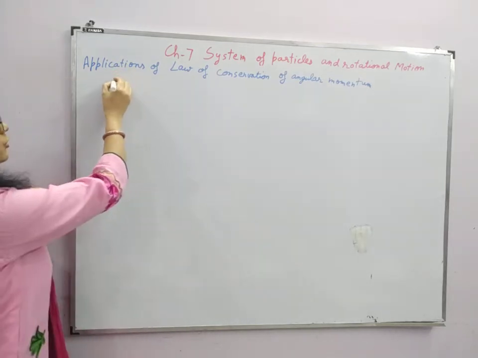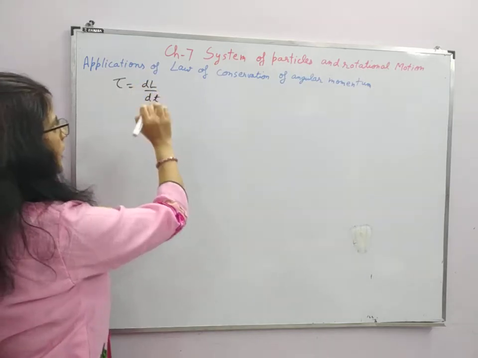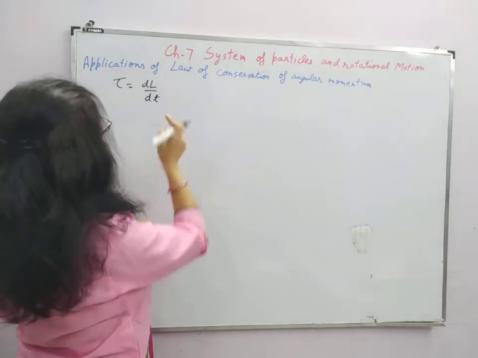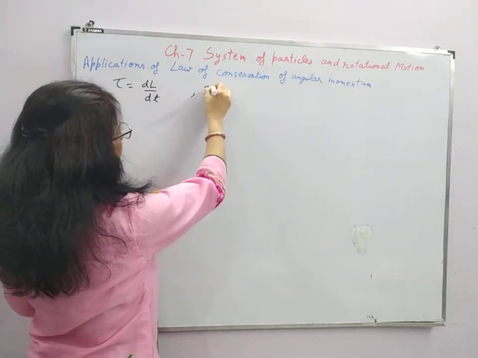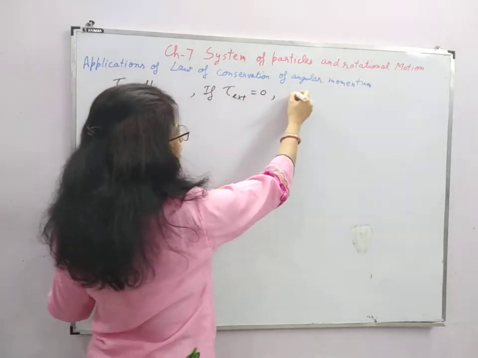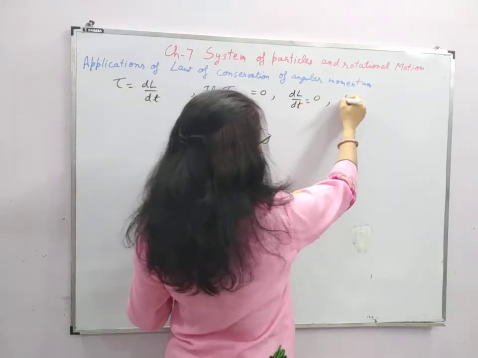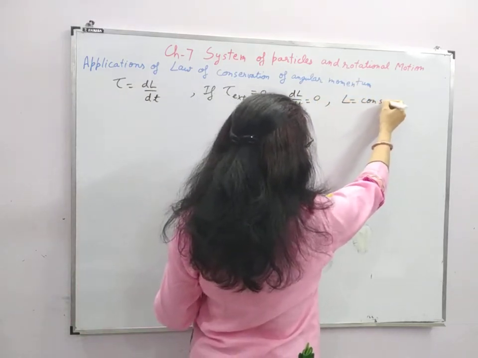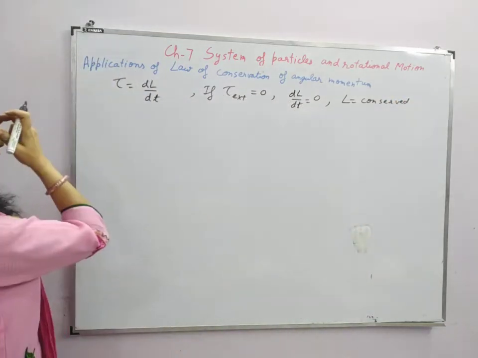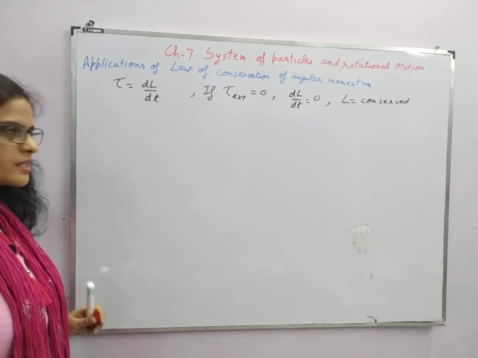We know that torque is equal to dL by dt, and this is how the law of conservation of angular momentum was derived. If external torque is 0, then dL by dt is 0 and L is conserved. I think we have stated this in one of our videos: if net external torque is 0, then the angular momentum of the system is conserved.